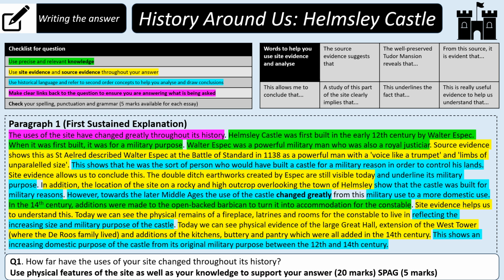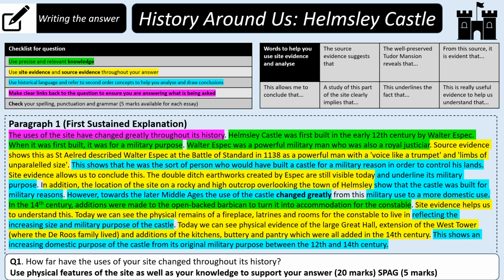So you can see here I've color coded it, and we'll do throughout the feedback here. So green is your knowledge, yellow is use of site evidence, that bluey colour is historical language and referring back to second order concepts, and the purple is making clear links back to the question, which will usually be at the start and end of paragraphs. So let's have a look at this first paragraph.